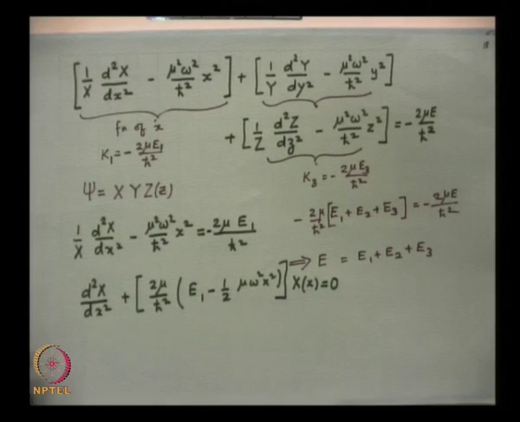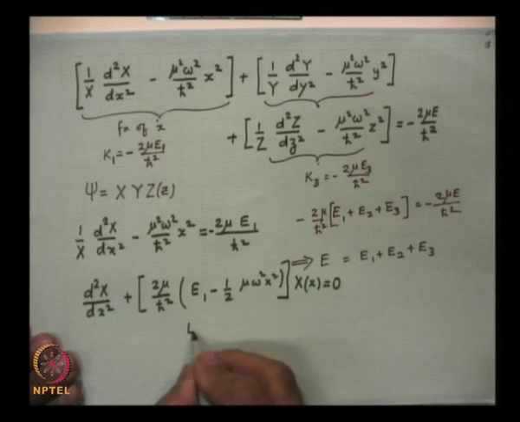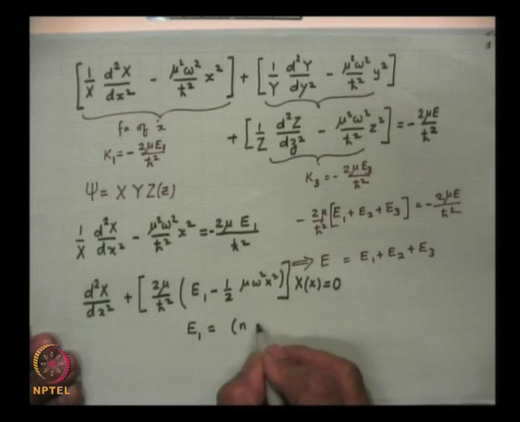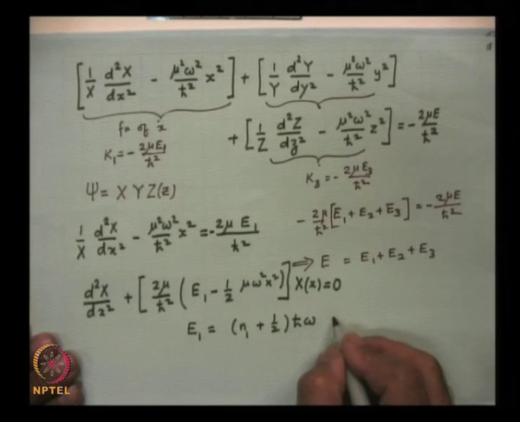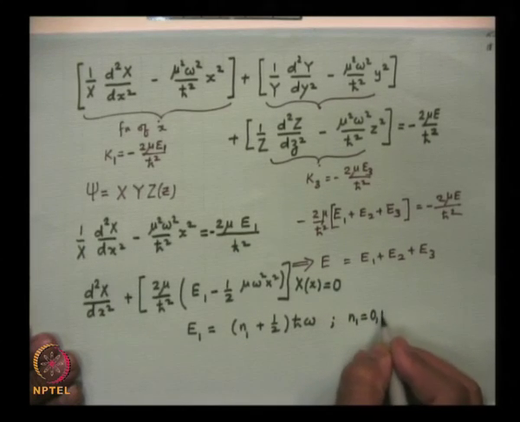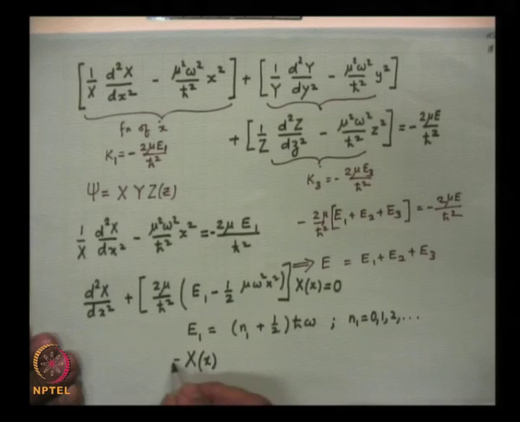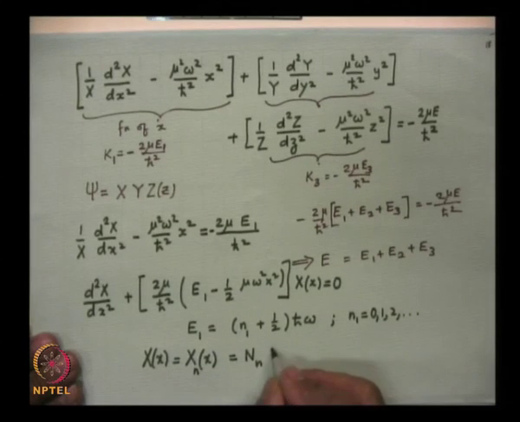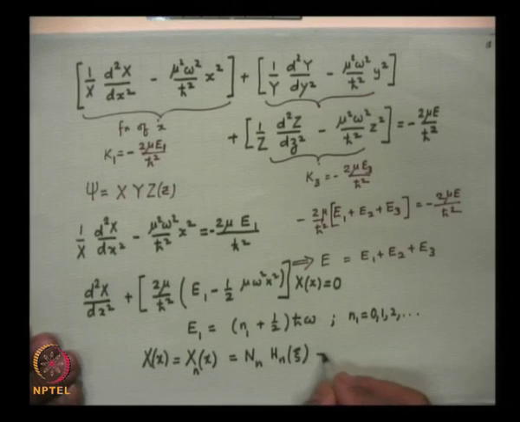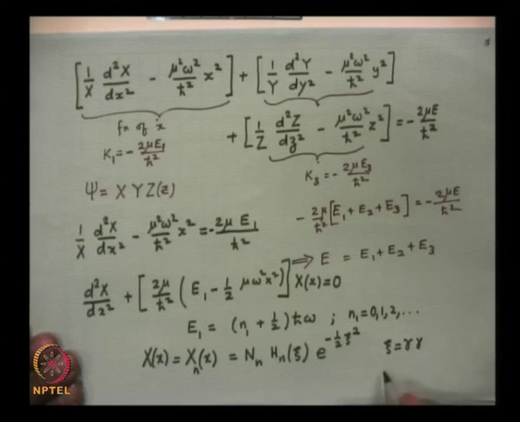This is the one dimensional harmonic oscillator problem, and we had solved that in great detail, and we had found that E1 was equal to n plus half h cross omega. Actually, I will put a subscript n1, and n1 will be equal to 0, 1, 2, 3, etc. And X of x will be equal to X of x corresponding to each value of n. We had found that it is equal to N n H n of xi e to the power of minus half xi square, where xi is equal to gamma x and gamma was equal to mu omega by h cross.